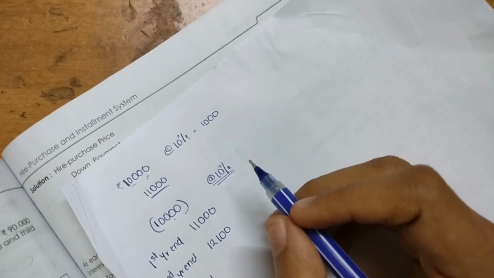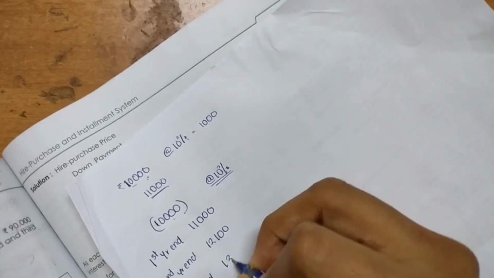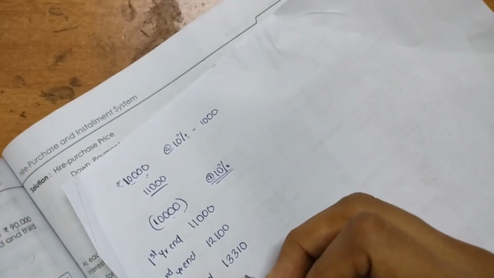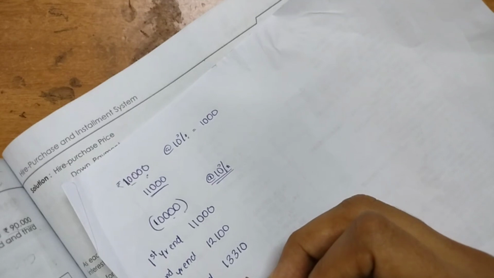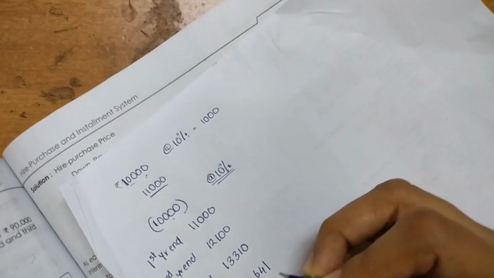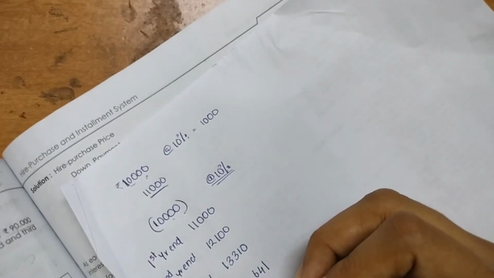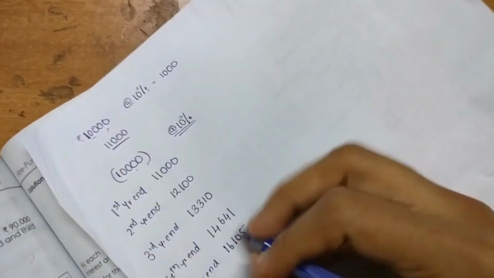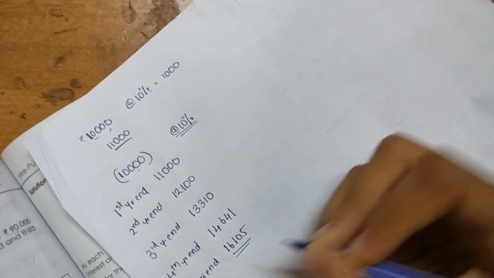So we will get 13,310. Again, continue like this. So we will get 14,641 plus... 16,105. So the fifth year end we'll get this amount, 16,105.